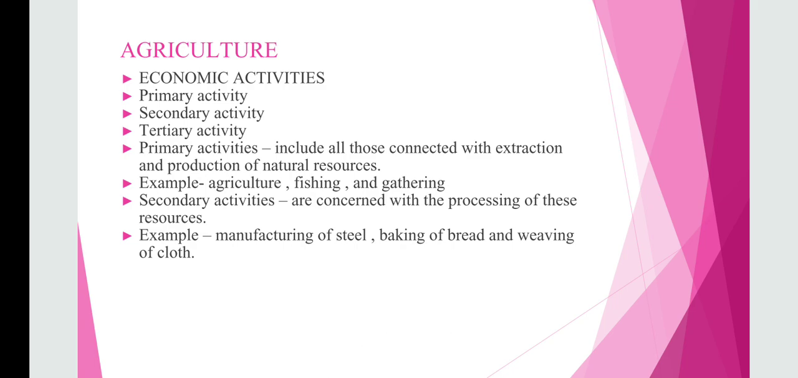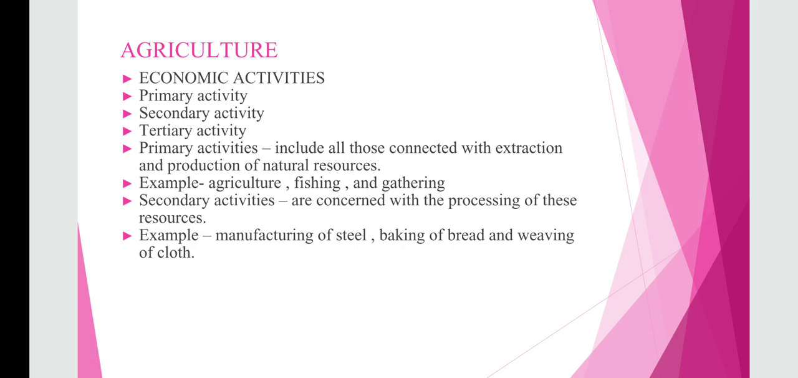So the economic activities all over the world are classified into three. People do different activities. These activities are classified into three. What are they? Primary activity, secondary activity, and tertiary activity. Now let us look in detail at each one.